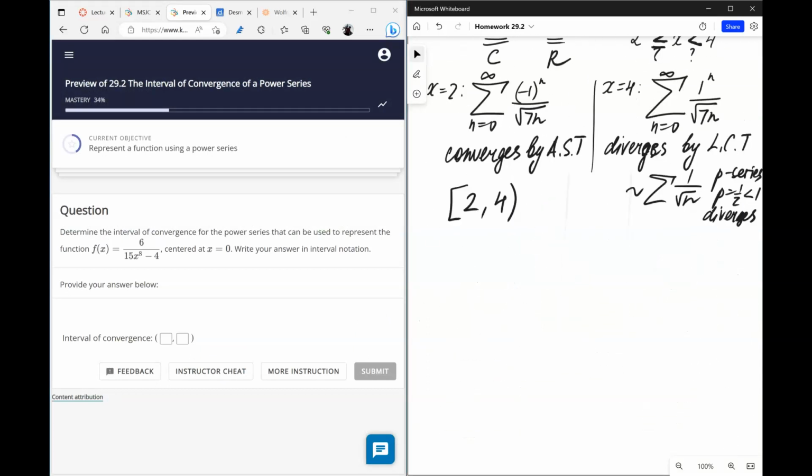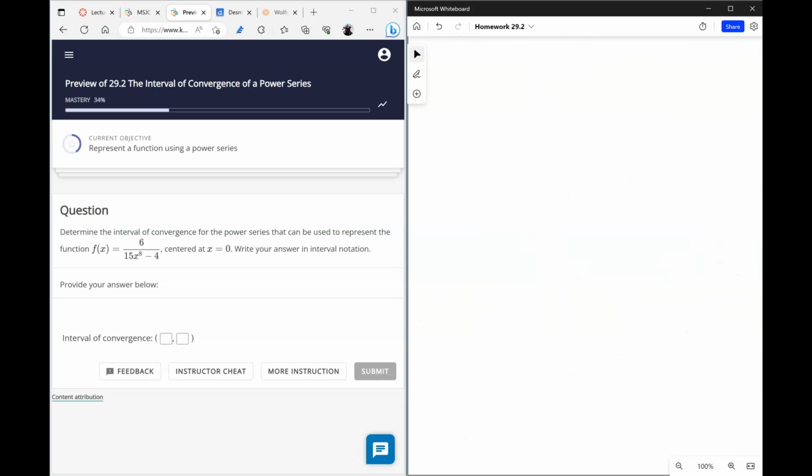All right, so we have 4. Question number 5. It's very similar to the first few problems we had worked on. Here we're going to manipulate this function into a series.